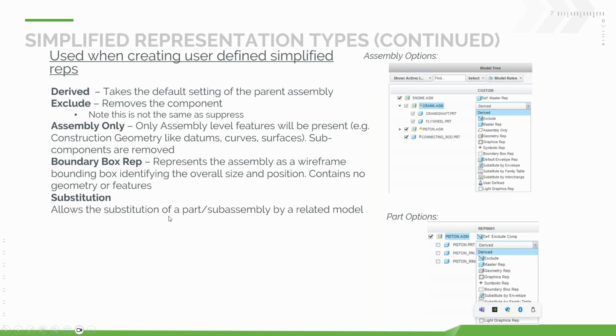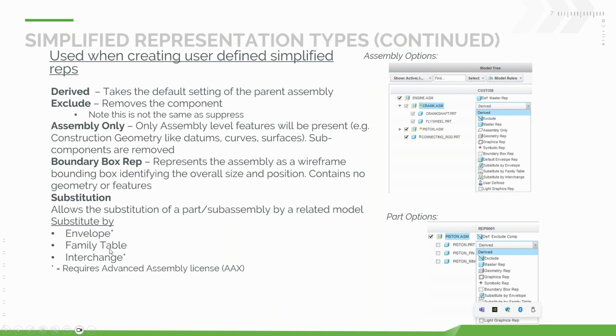Substitution is certainly useful. It allows you to bring in a lower level model rep. So you could have a subassembly which has a representation in it, and you want to use that representation in a higher level rep, so that can be done.